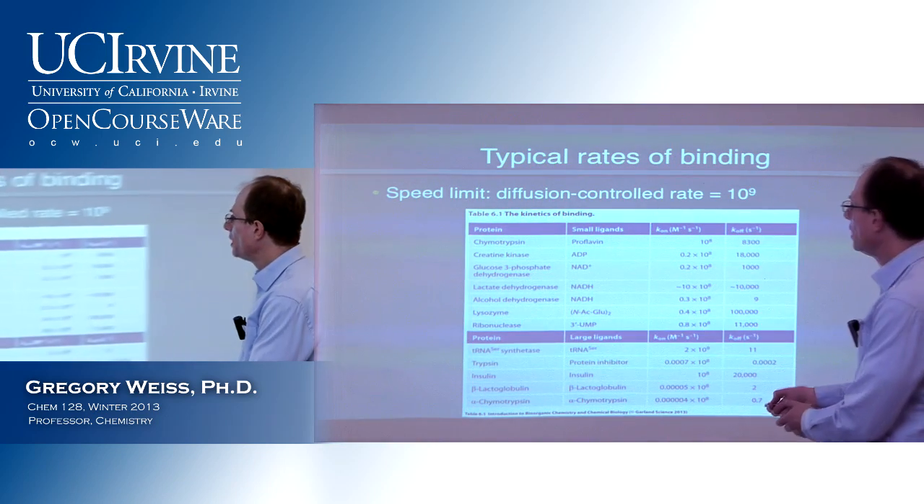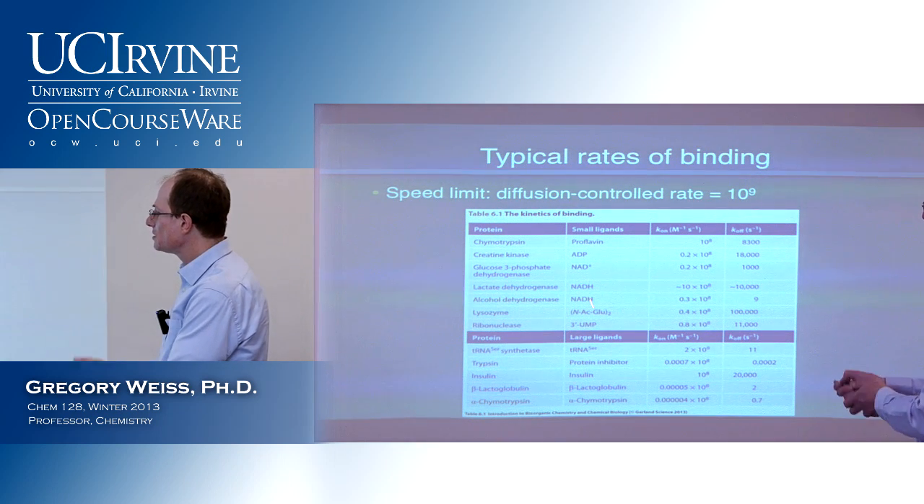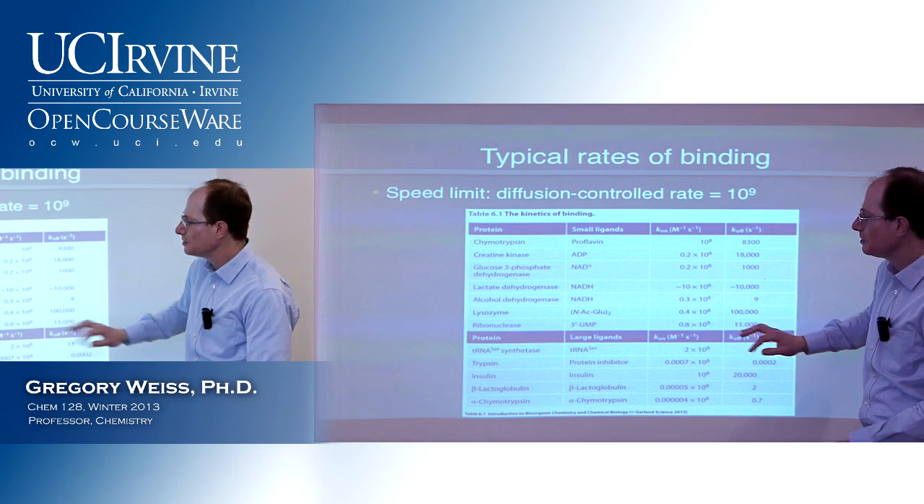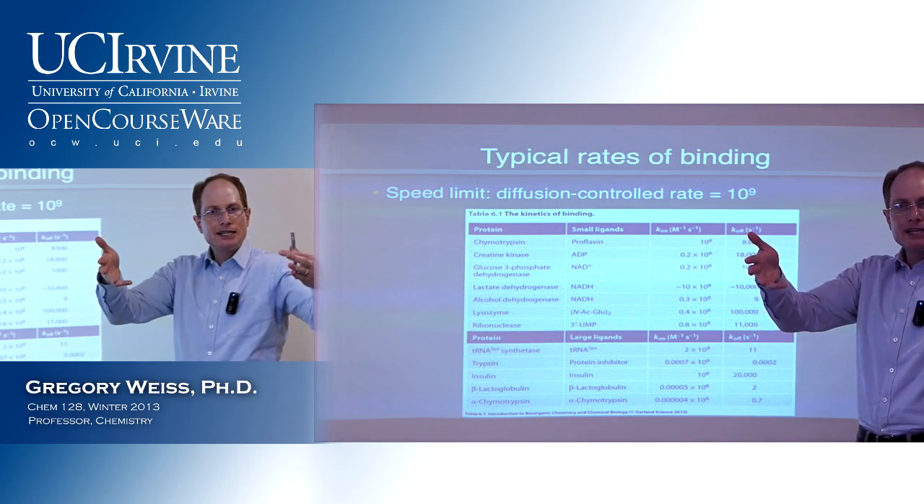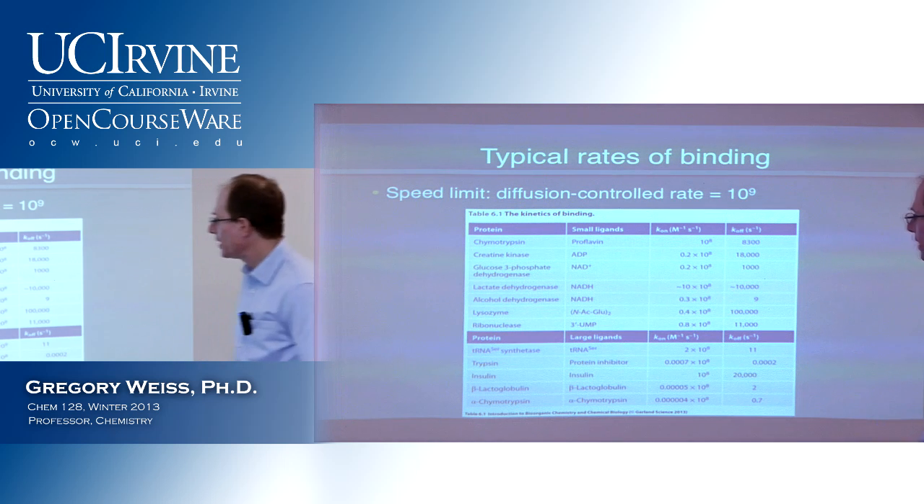What I'm showing you is a series of different receptors, and over here, a series of different ligands. At the top, these are small ligands. These are small molecules like biotin that we saw earlier. And at the bottom, these are large ligands. Okay, now check this out.